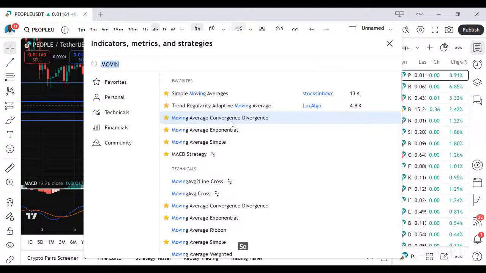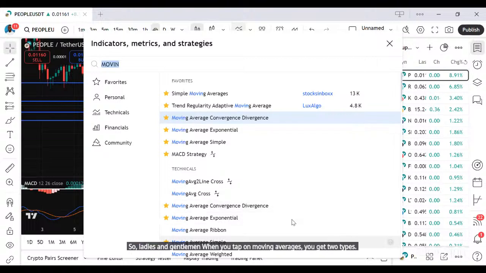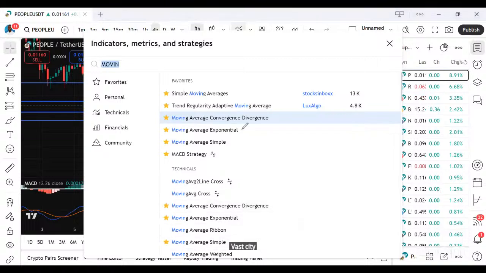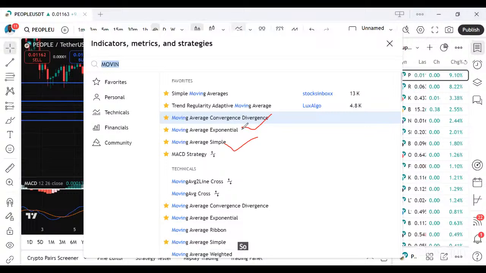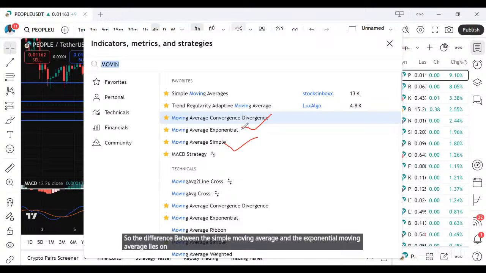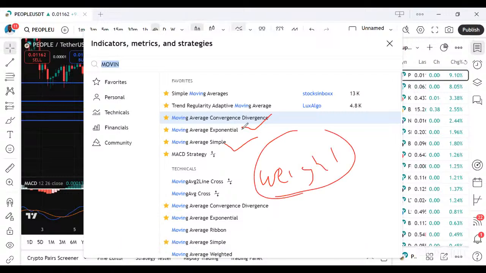So, ladies and gentlemen, when you tap on moving averages, you'll get types. There are 3, but I will focus on 2. One is the simple moving average, and the other is the exponential moving average. The difference between the simple moving average and the exponential moving average lies in how they weigh past data.